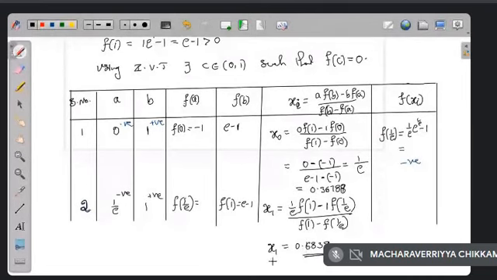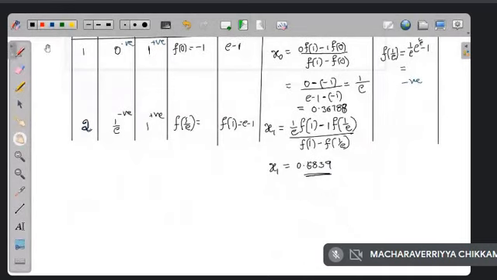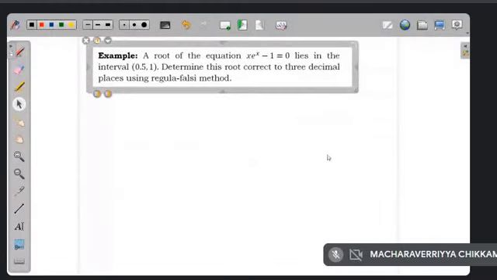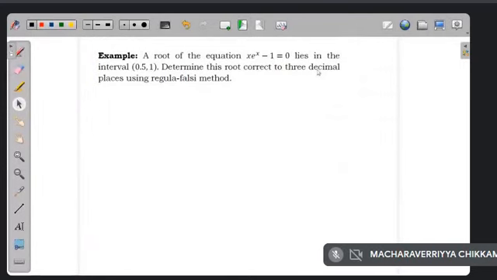So you better calculate x2. Suppose you're asked to find the root to two decimal places, you need to compute these xi's until you get two decimal places. Okay, so here let me explain the problem which is there in our reading material. This is the problem: x into e power x minus 1 equal to 0.